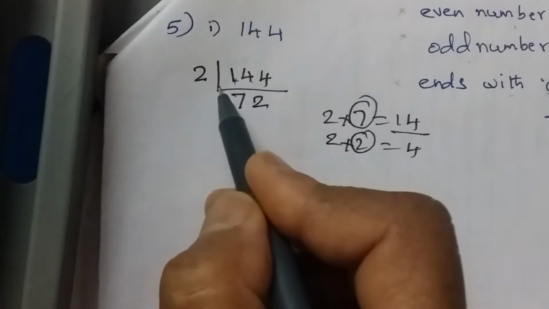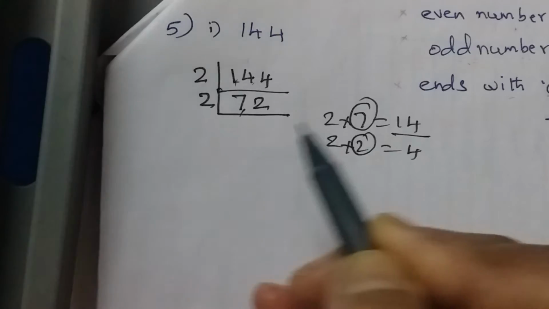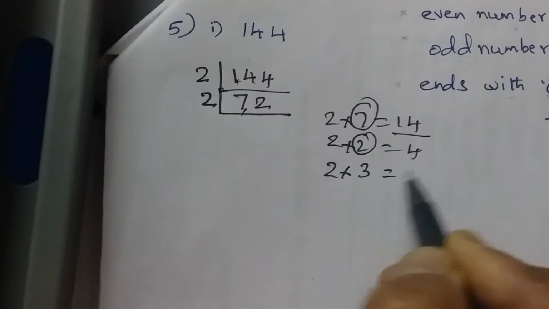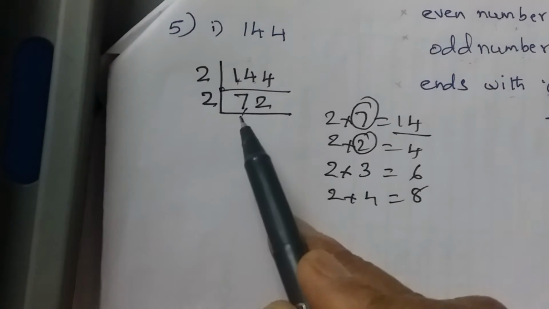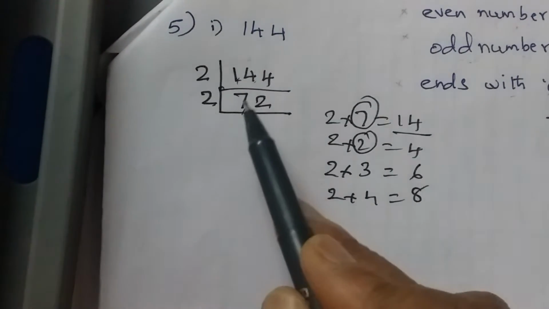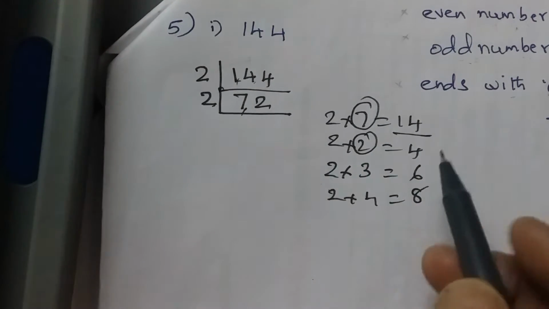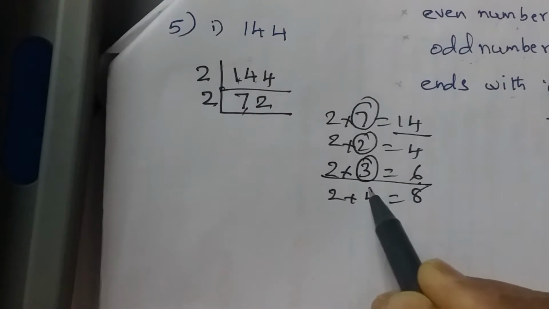Now 72 is again an even number. So we should divide by 2. Take the first number 7. Tell the 2 table. 2 threes are 6 and 2 fours are 8. So we should get exactly 7 or the number which is less than 7. We don't get 7 in the 2 table. So 6 is less than 7. So which is the quotient? This 3 is the quotient.